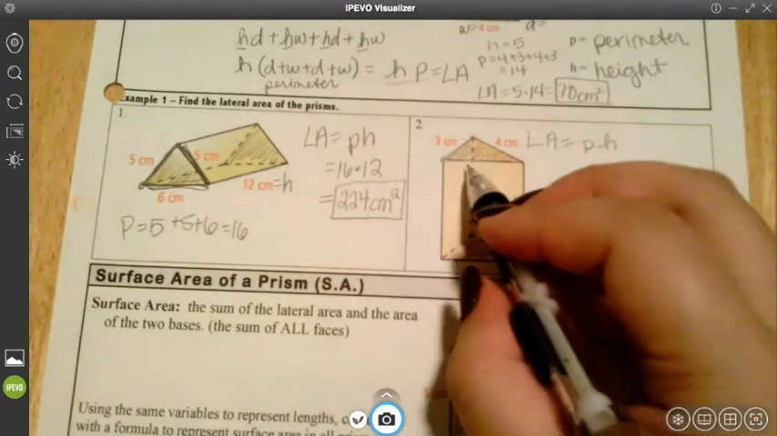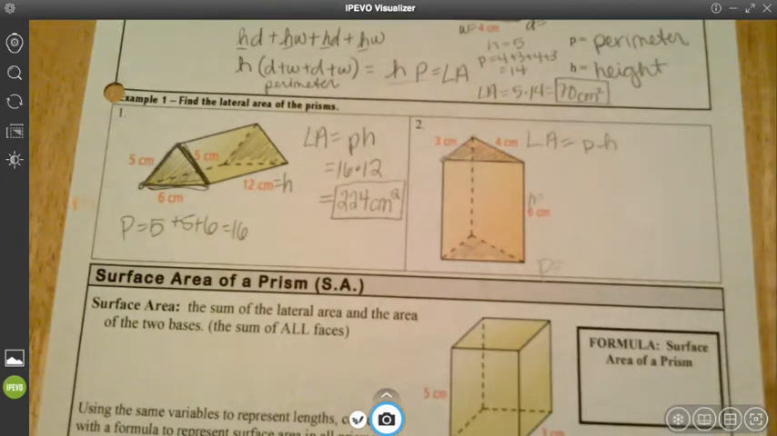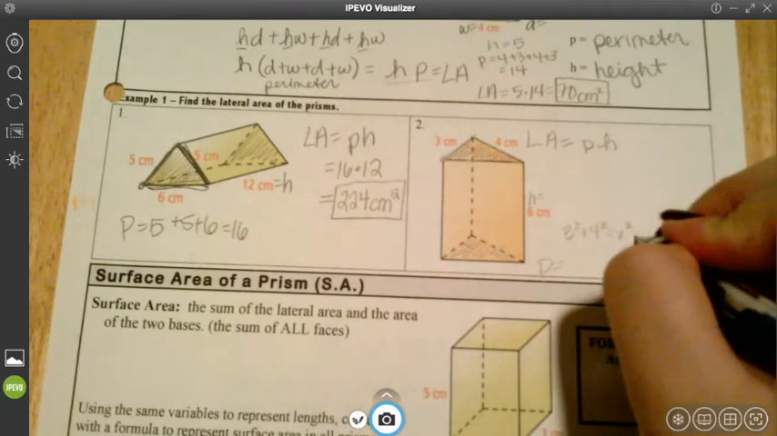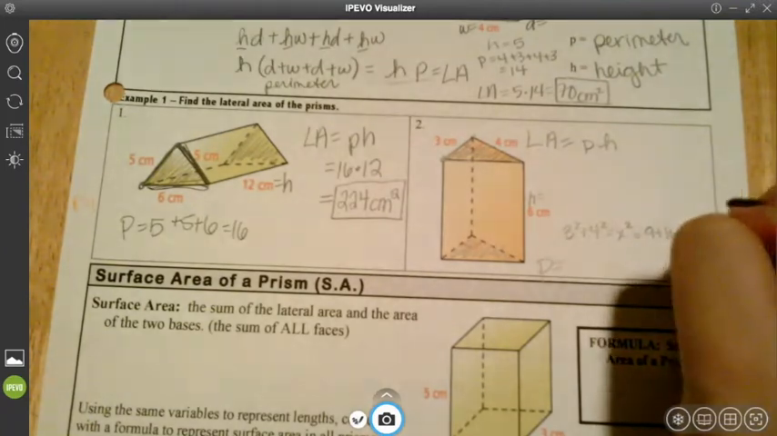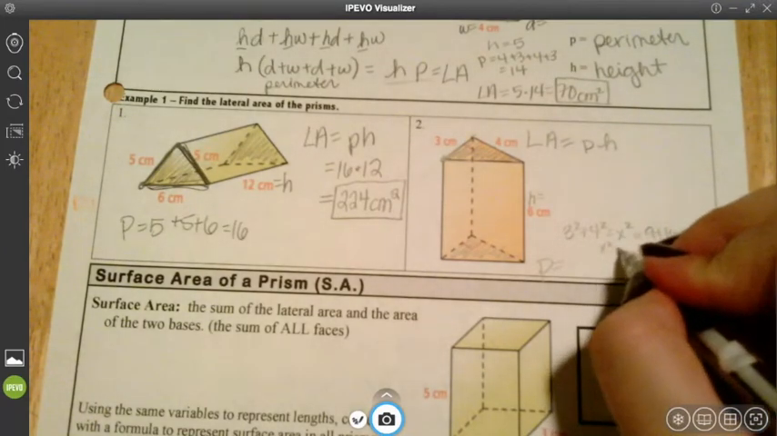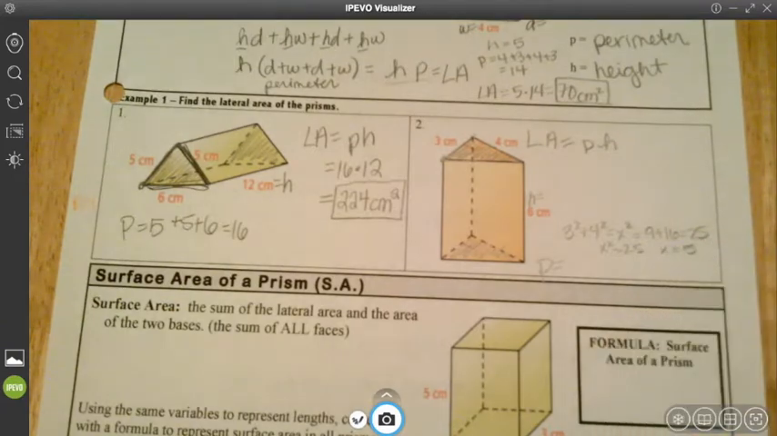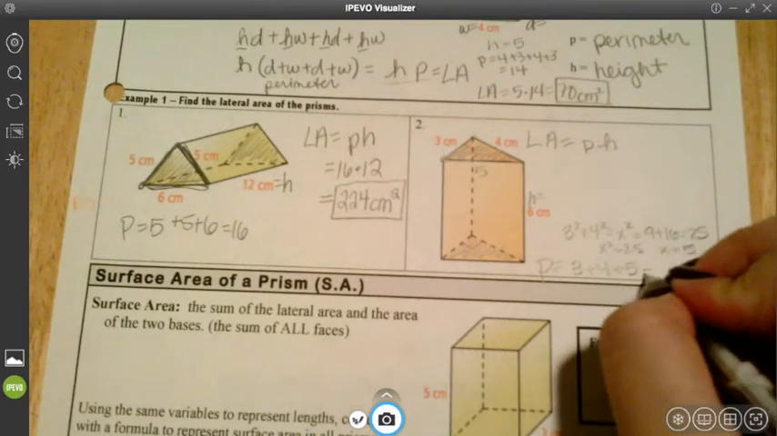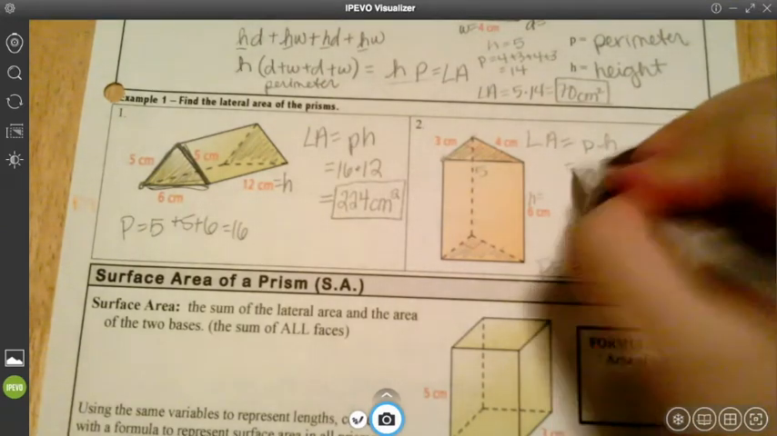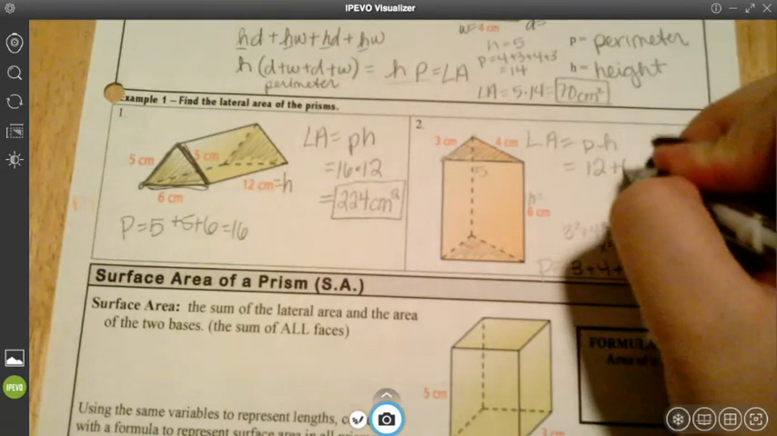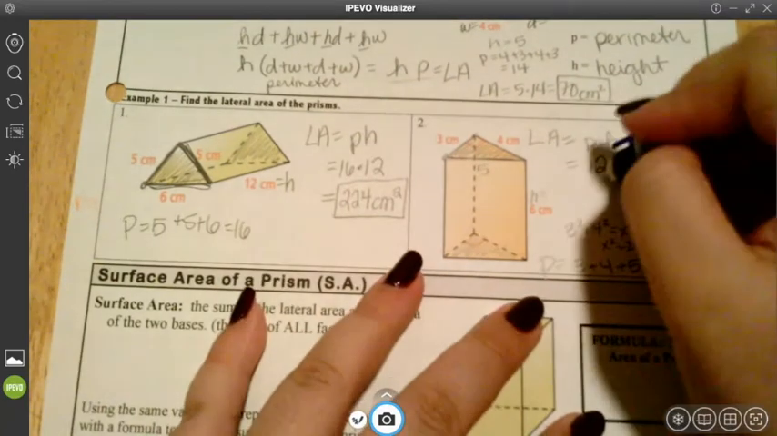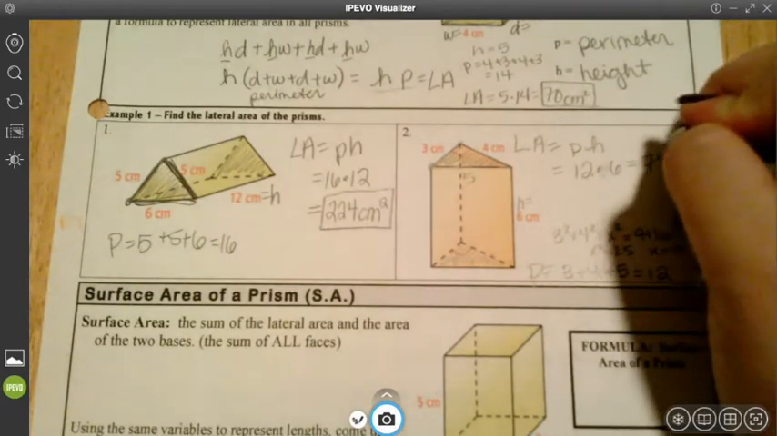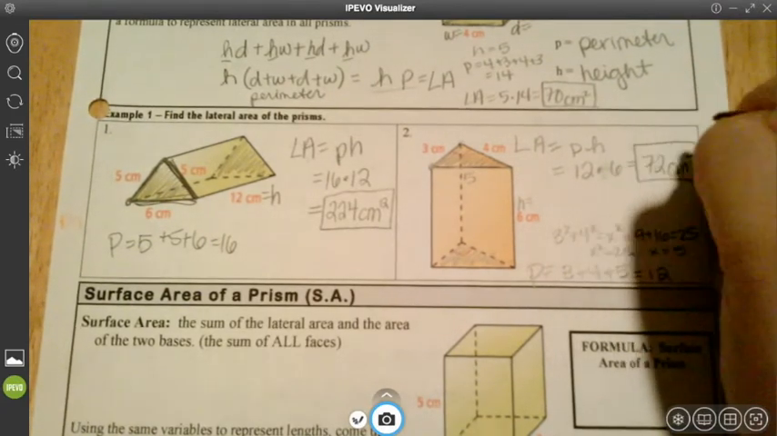If you don't know the Pythagorean triples, then we need to calculate that by using the Pythagorean theorem. So we can say 3 squared plus 4 squared equals x squared, which is 9 plus 16. X squared is 25. If x squared is 25, then x is 5. So our perimeter, 3 plus 4 plus 5 is 12. So our lateral area is 12 times 6, which is 72 square centimeters.